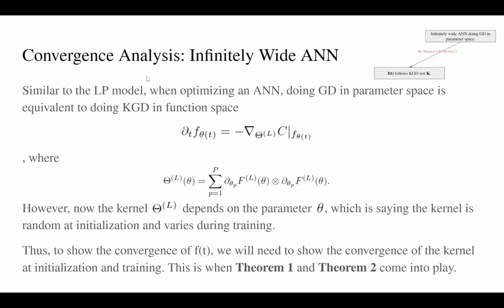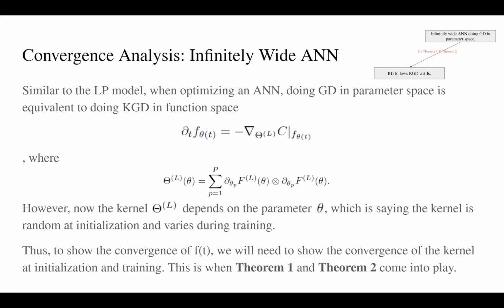Similar to the linear parameterized model, we can also show that gradient descent in the parameter space is equivalent to kernel gradient descent in function space. The only thing changed is the kernel here. The kernel, as you can see, is defined by this equation, and it depends on the parameter theta now, which means that at initialization, because you initialize the model randomly, the neural tangent kernel might change across different seed runs or something like this.